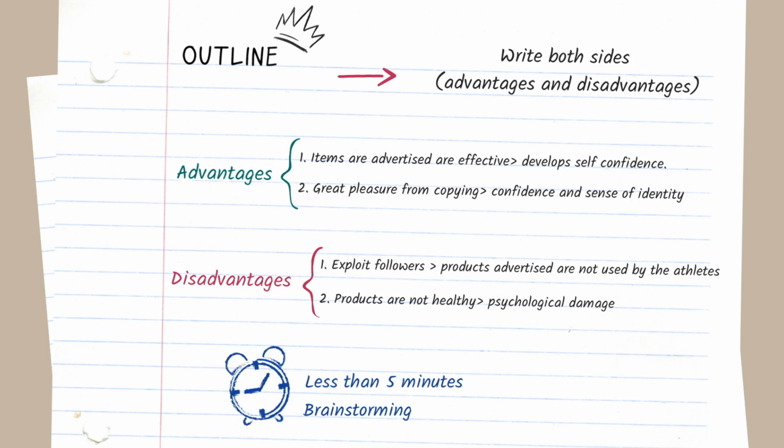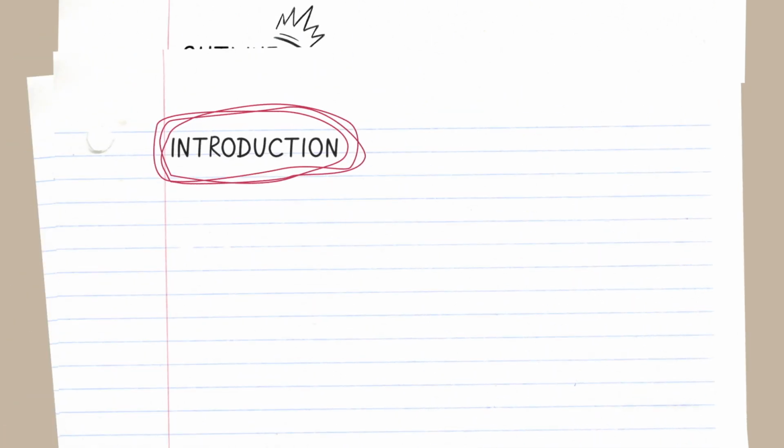So these are advantages and disadvantages, and this is our outline in starting writing our essay. So always remember, try to write your outline in less than 5 minutes, all right? And brainstorming is a very good way in promoting your ideas, in coming across with great views and opinions, all right? And then after writing your outline, you can start writing your introduction. So you know that you start your introduction with a general statement.